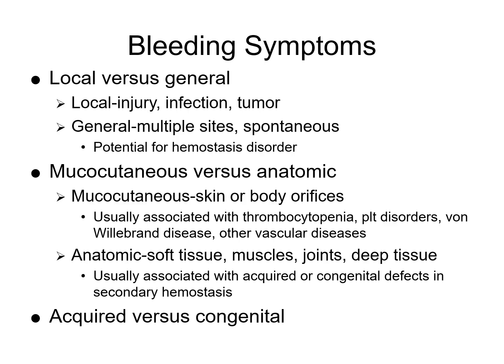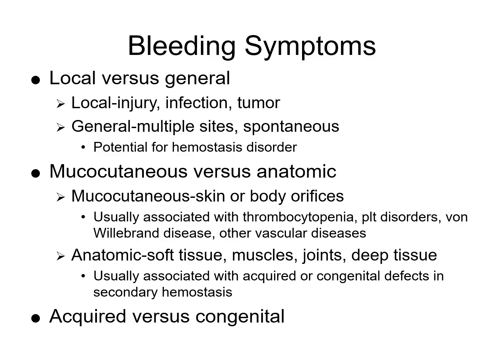This is usually associated with platelet disorders like thrombocytopenia, platelet function defects, von Willebrand disease, and certain vascular disorders like Ehlers-Danlos syndrome. For anatomic bleeding or deep tissue bleeding, this affects muscles, joints, and deep soft tissues.